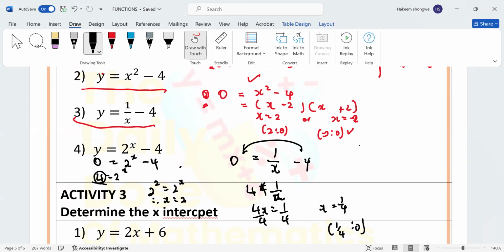So I've shown you in all the different functions how to determine the what there? The x-intercept. What they all have in common is that the y should be what? Should be 0. The way you approach them is not the same. You see the way you approach an exponential is different from the way you approach a parabolic function. It's different from the way you approach a hyperbolic function. So here's your activity then.